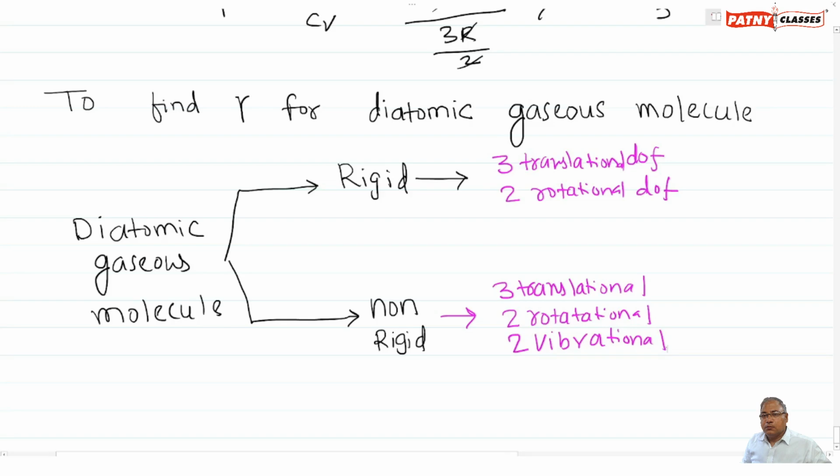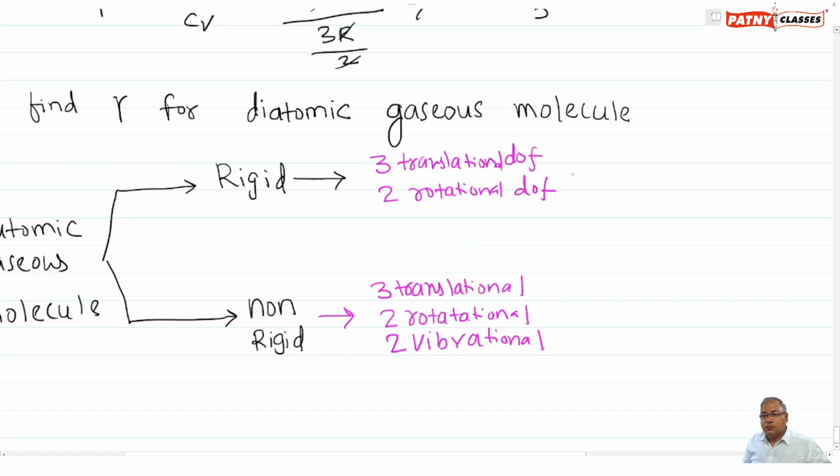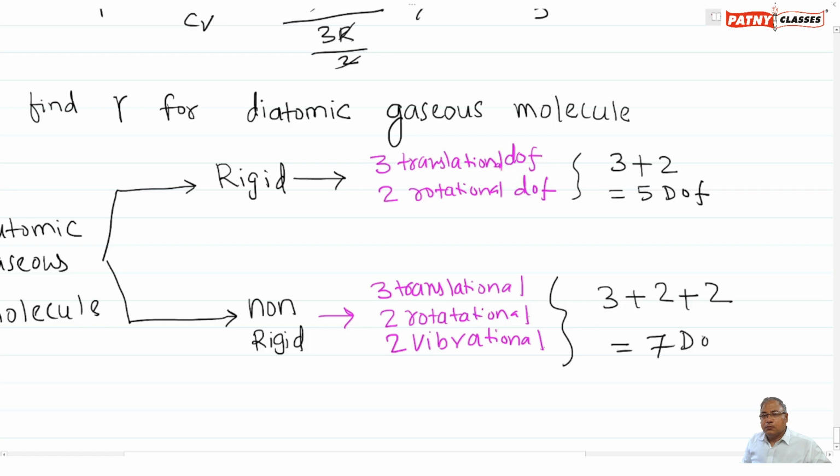Now let us talk about how to find the gamma value for diatomic gases or a diatomic gaseous molecule. There are two cases: the diatomic gaseous molecule is rigid, or it is not rigid. If the diatomic molecule is rigid, then it has 3 translational and 2 rotational degrees of freedom, altogether 5 degrees of freedom. And if the diatomic gaseous molecule is non-rigid, then it has 3 translational, 2 rotational and 2 vibrational, altogether 7 degrees of freedom.